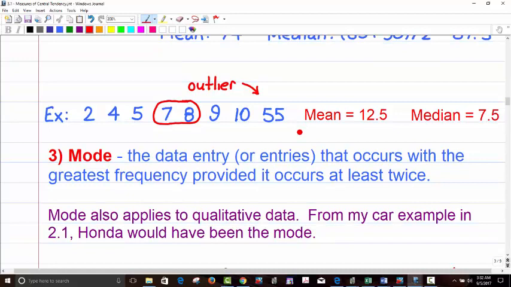Mode. Mode is a data entry or entries that occurs with the greatest frequency, provided it occurs at least twice. This is the only one of these three measures of central tendency that we can use for qualitative data. The first two obviously have to be numerical. They have to be numbers. But this could be numbers or any kind of qualitative data.